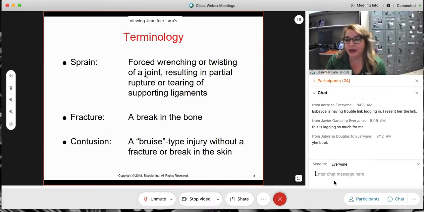What did it say? It is a joint. So you are spraining a joint. How? By forced twisting, which causes a partial rupture or tearing, and if you're not sure what rupture is, it's tearing, of the supporting, not tendons, but ligaments. What's the difference between a tendon and a ligament?